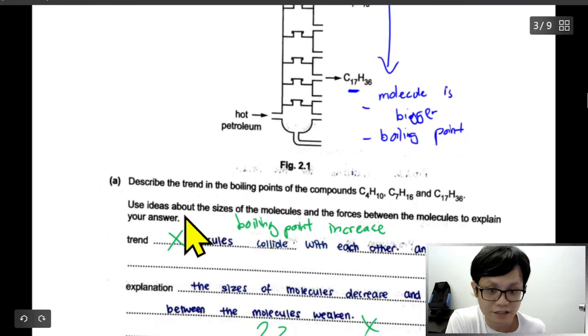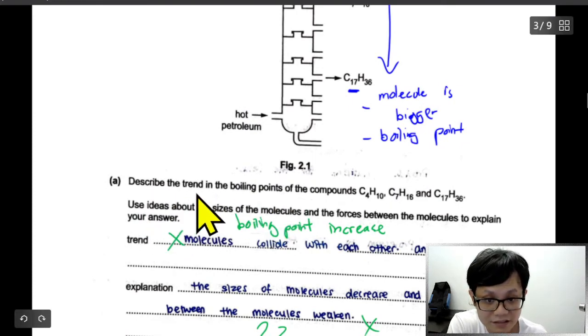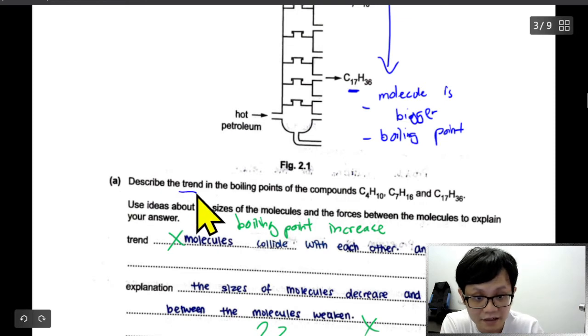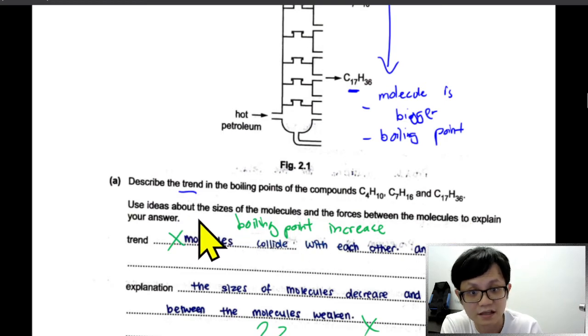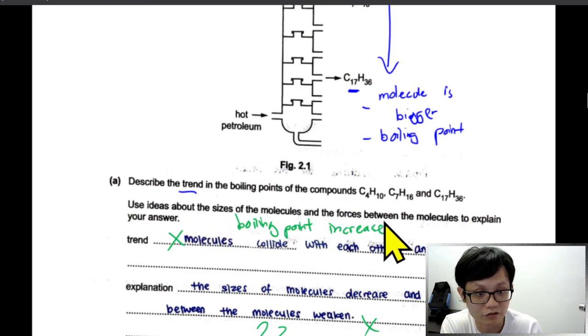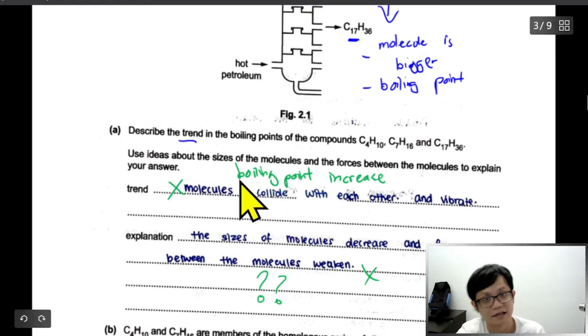Let's read the question. Describe the trend in the boiling point of the compounds C4H10, C7H12, and C17H36. Use ideas about the sizes of molecules and the forces between the molecules to explain the answer. So the trend is, we need to understand the question.